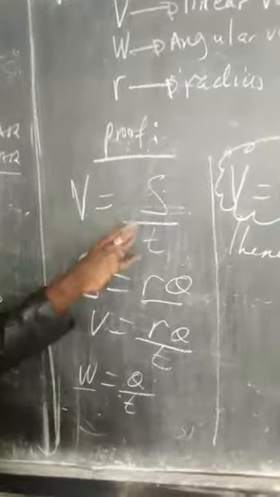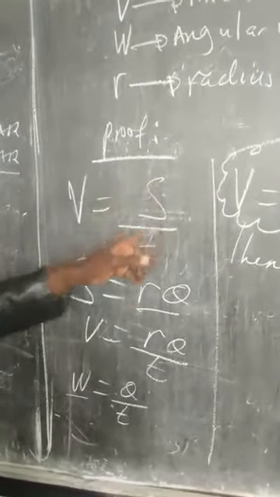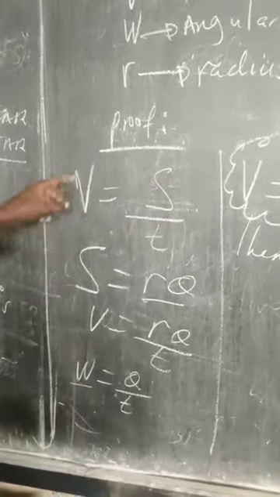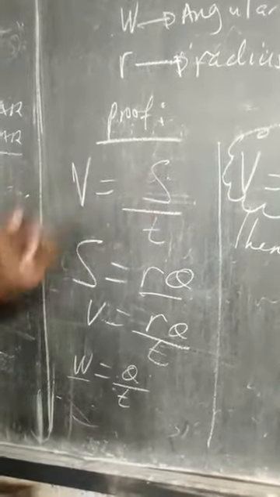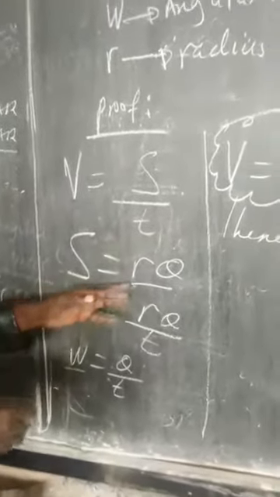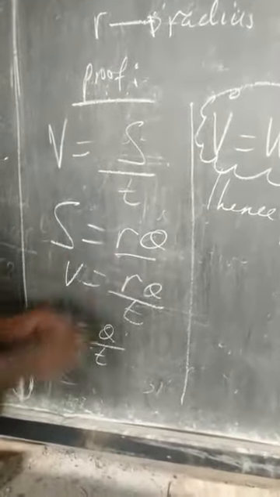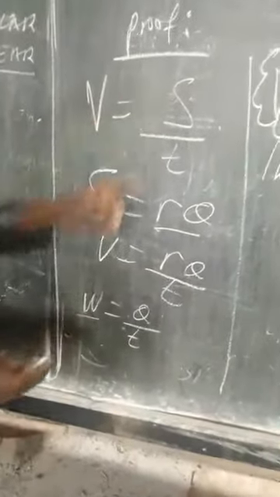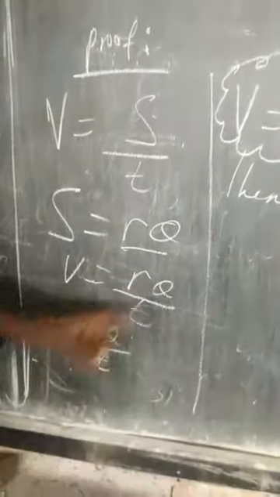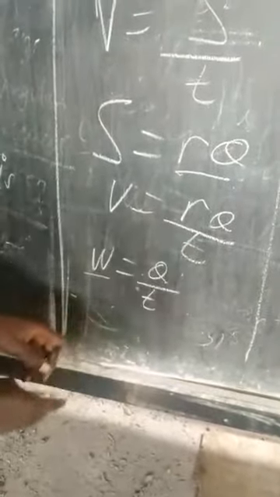We prove it by starting from linear velocity is equal to linear displacement over time. Kama ulivyosoma kule O level kwamba velocity ndio displacement over time. But displacement tulisoma jana kwamba displacement is equal to r times angular displacement. So una substitute, instead of writing AC, I'm writing r times theta. So V is equal to r theta over time.